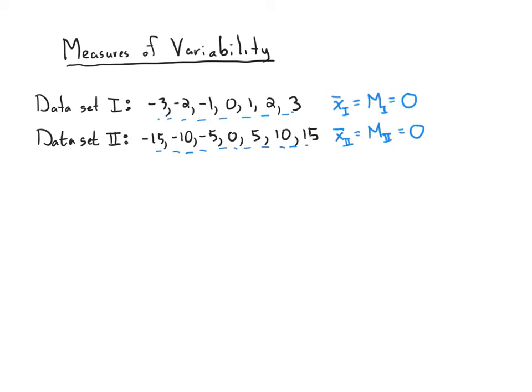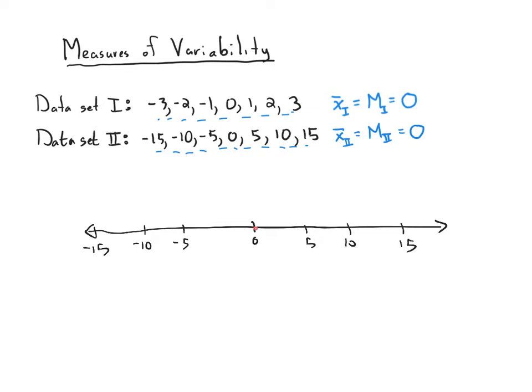The phrase I would use is data set 2 is more spread out than data set 1. If we were to graph that on a number line, here's a little sketch: 0, -5, -10, -15, 5, 10, and 15. Data set 2 would look something like this, whereas data set 1 isn't as spread out. It looks more like this: 1, 2, 3, -1, -2, -3. Again, this is only a sketch. The number line isn't evenly spaced, but it gives you an idea of what's going on here.